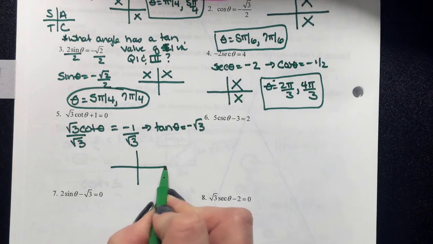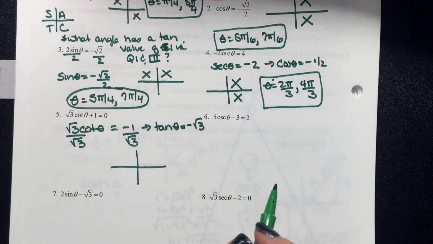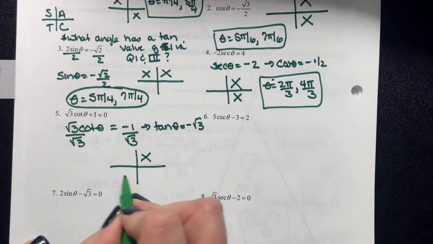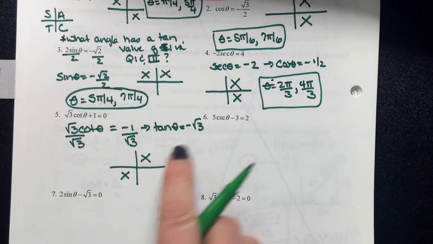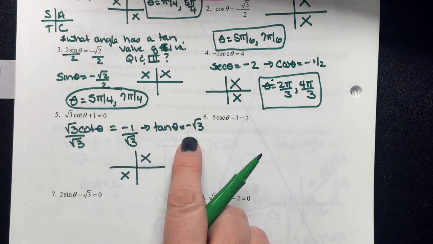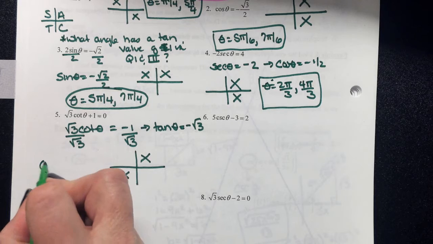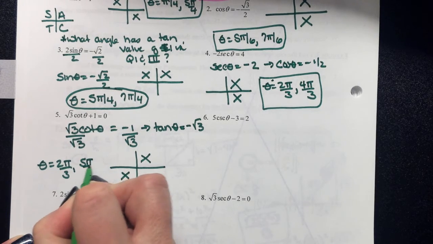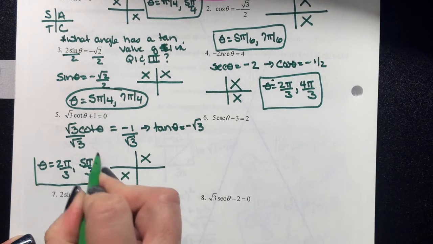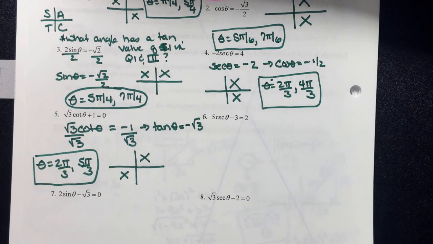So where's tangent negative? Tangent's negative in what? 2 quadrants? 2 and 4. So I know I'm not looking in 1 or 3. So what's the angle in quadrant 2 where tangent's equal to negative square root 3? 2 pi over 3. And then it's going to be 5 pi over 3. So any questions on number 5? You guys go ahead and try 6 for me.